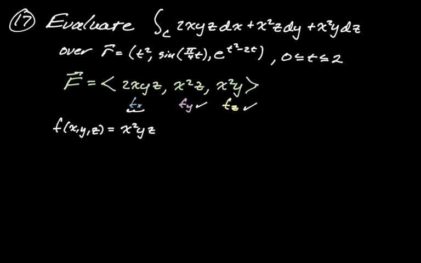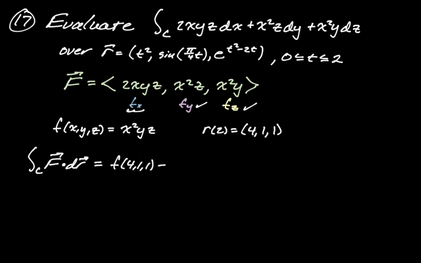I'm not going to go through the whole thing because this one, by inspection, you can pretty easily find your potential function. So now I need to just figure out where I'm starting, where I'm stopping, and use the fundamental theorem on this. So I'm trying to do this line integral of f dot dr, and that should be f of where we end minus f of where we start. So we end at r of 2, and don't forget we're taking that and plugging it into our x squared yz.